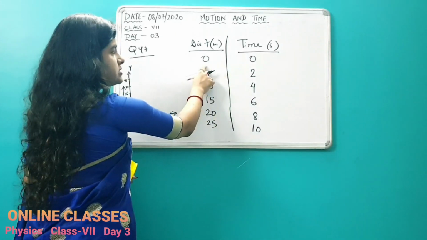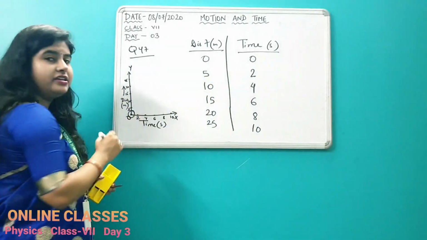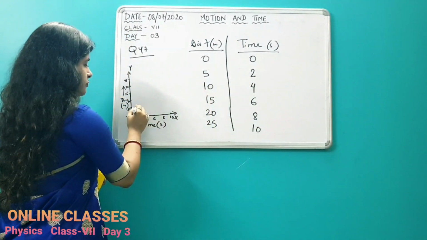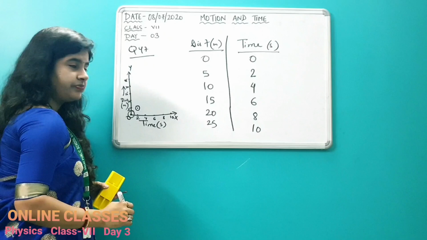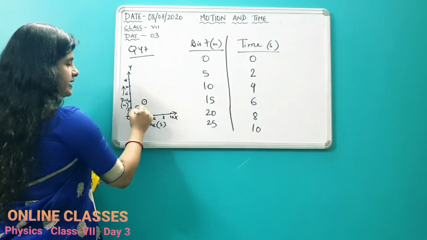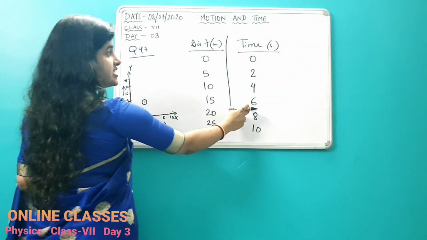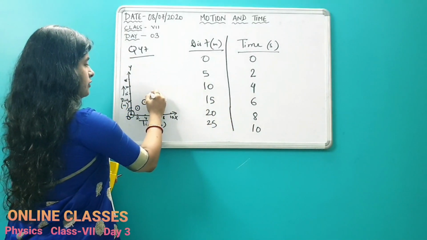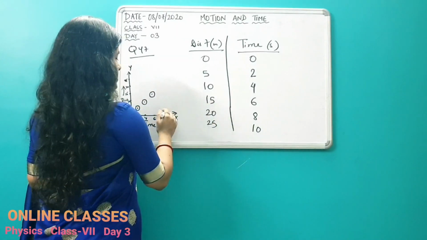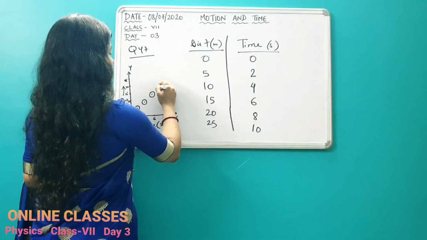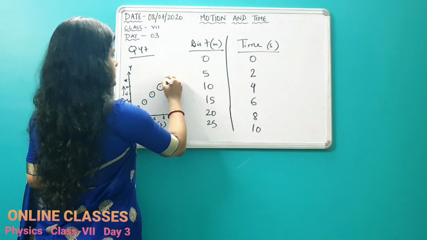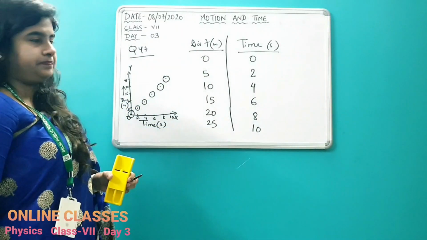When time is 0, distance covered is also 0. So this is the first point. When time is 2 seconds, distance covered is 5 meter. Second point. When time is 4, distance covered is 10 meter. When time is 6 seconds, distance covered is 15 meter. All of you can try it along with me. When time is 8 seconds, your distance covered is 20. And when time is 10 seconds, the final distance covered is 25 meter.